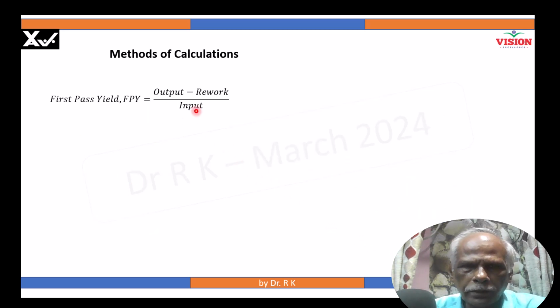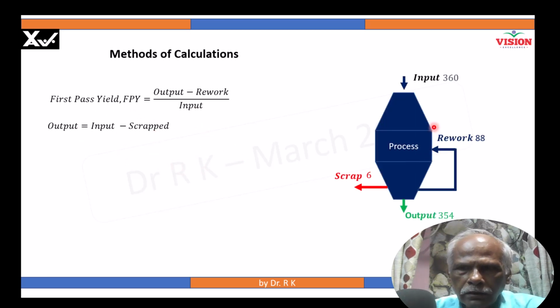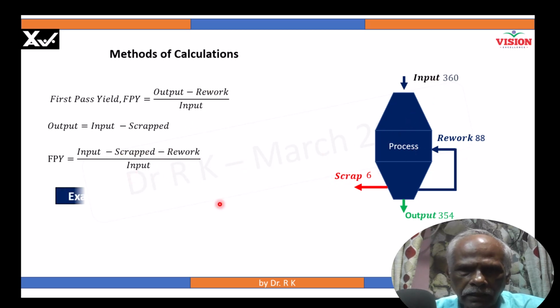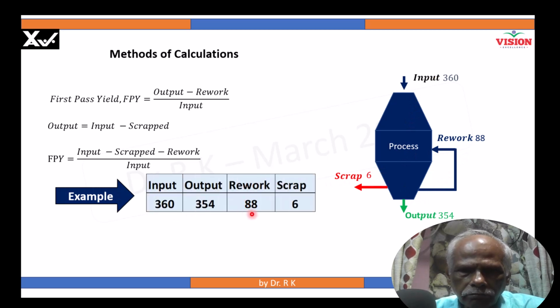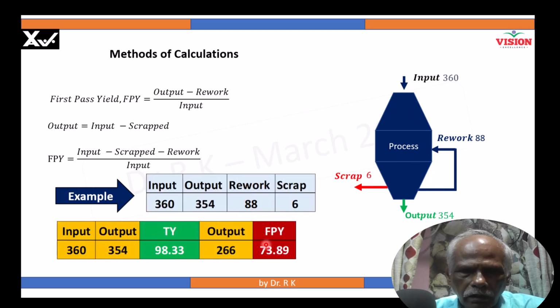So we will see first pass yield. Output is equal to input minus scrap. So input is 360 minus 6 is 354. Rework is 88. Subtract that. So input minus scrap minus rework divided by input. 360 minus 6 minus 88 divided by 360. And you get 73.89%, because the net output is only 266, because 354 minus 88.